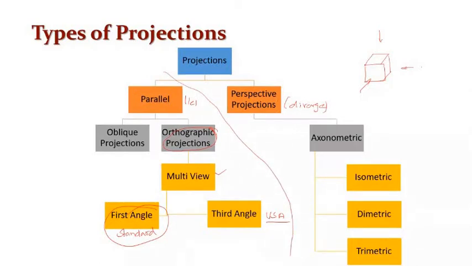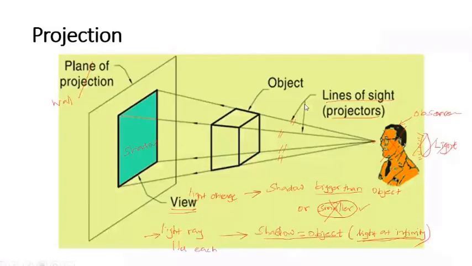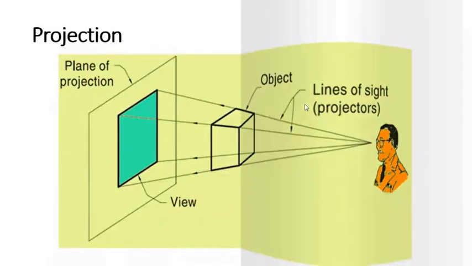Under perspective projection, which is also called pictorial projection, I made a small mistake here. Actually, this should not come here, this should come here. I don't know how this mistake happened. Because axonometric projection will also come under parallel projection. The perspective projection is a divergent projection, as I showed in the first slide. This is an example of perspective projection.